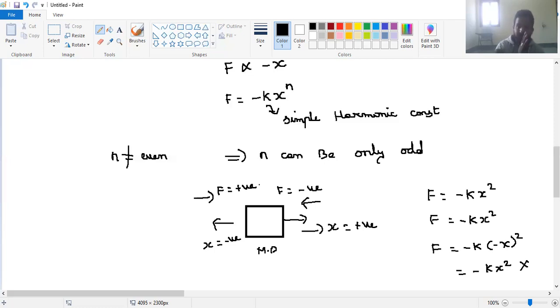If the body is moving in this direction, then force should act in this direction. And if the body is moving in this direction, then force should act in this direction. So I always say that force and displacement are always in the opposite direction. That is the minimum condition of simple harmonic motion. So that's why we can't take n as even. So n can be only taken as odd.